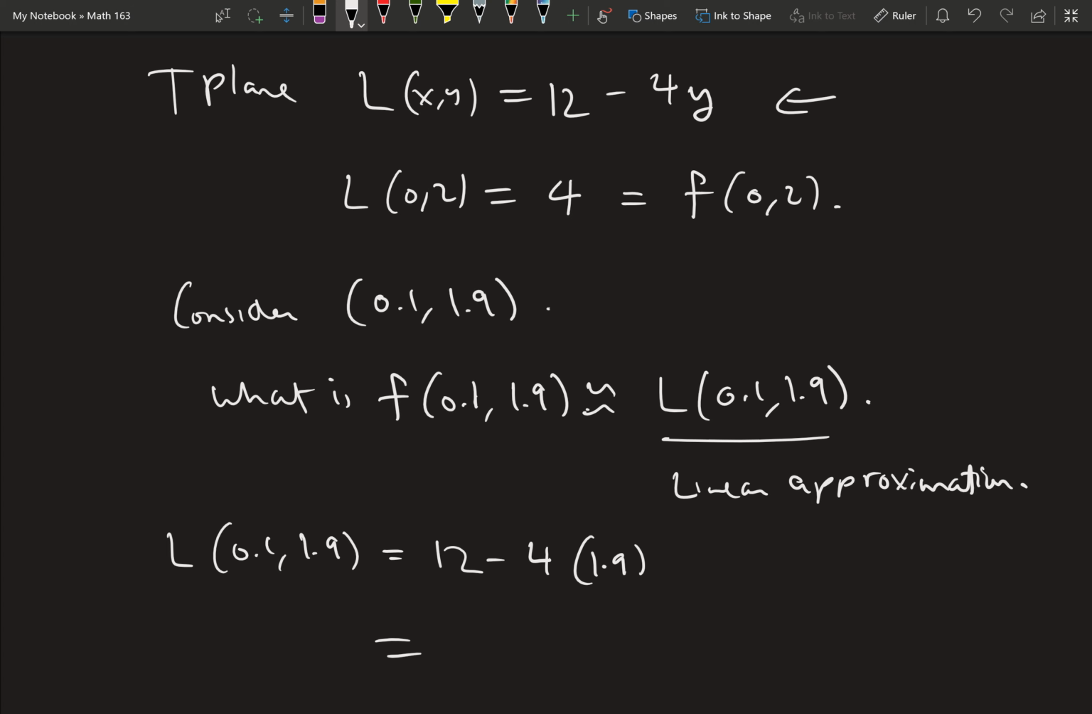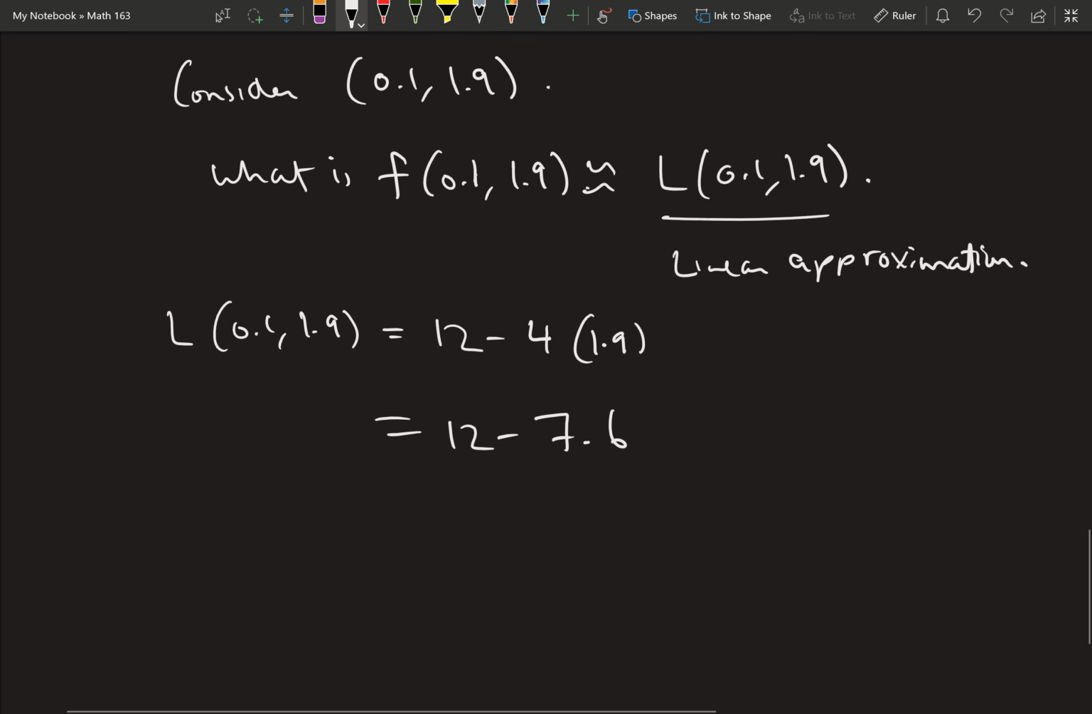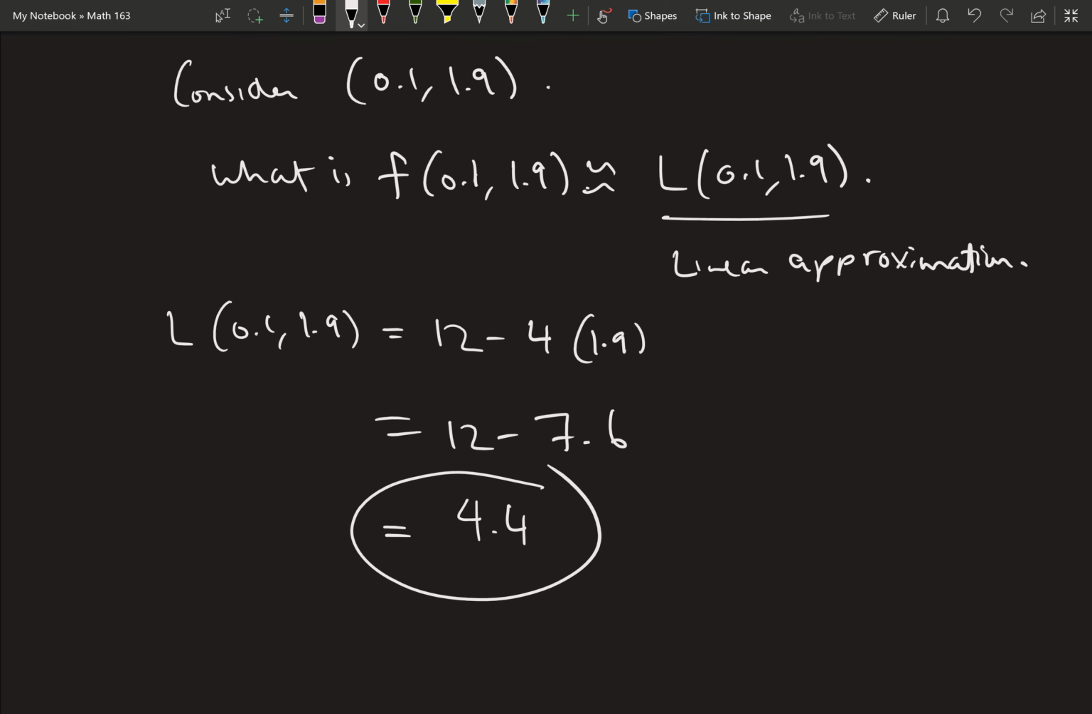12 minus 4 times 1.9. So this is 12 minus 7.6, and so we get 4.4 as our answer. So this is the procedure for the linear approximation.